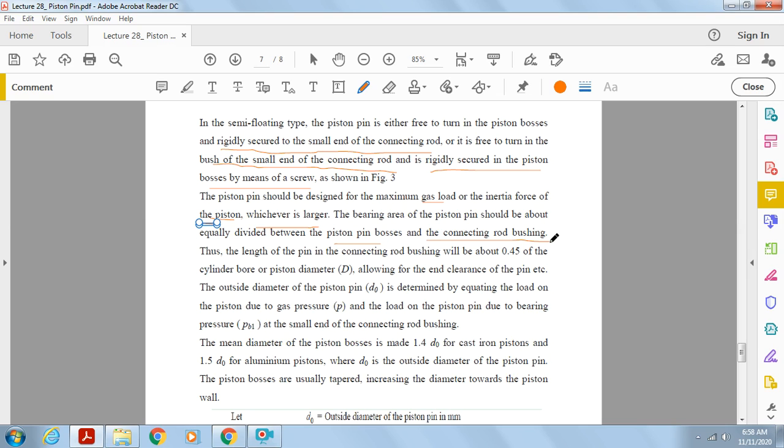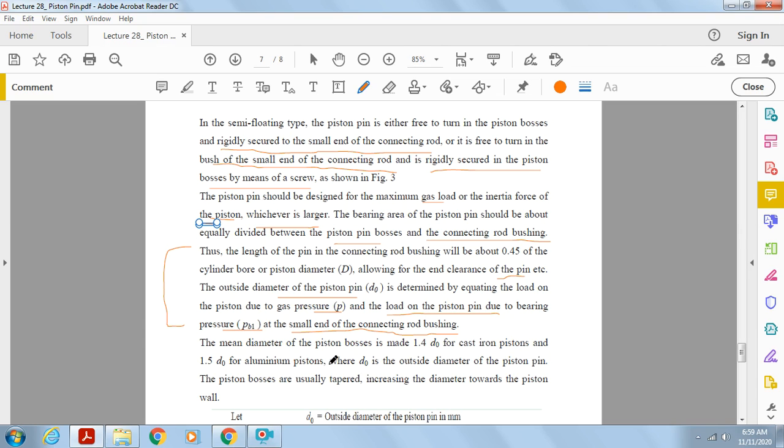Thus the length of the pin in the connecting rod bushing will be 0.45 of the cylinder bore or the piston diameter, allowing for the end clearance of the pin. The outside diameter of the pin, D0, is determined by equating the load on the piston due to gas pressure P and the load on the piston pin due to bearing pressure PB1 at the small end of the connecting rod bushing. So these are all of the design clauses.